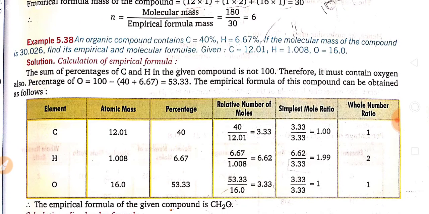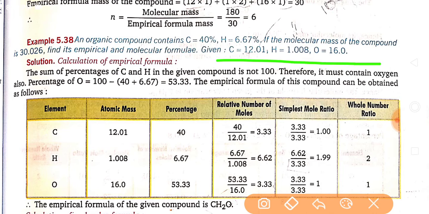Another example is there. An organic compound contains carbon equal to 40%, hydrogen 6.67%. If the molecular mass of the compound is 30.026, find its empirical and molecular formula. Given carbon is 12.1, hydrogen 1.008 and oxygen 16.0. Okay, their actual atomic masses are given.